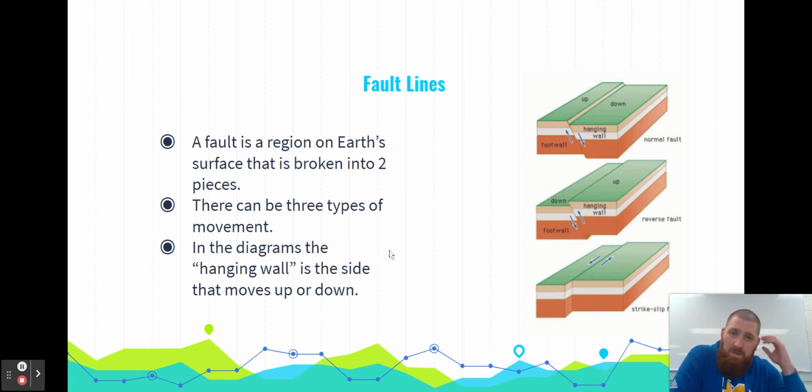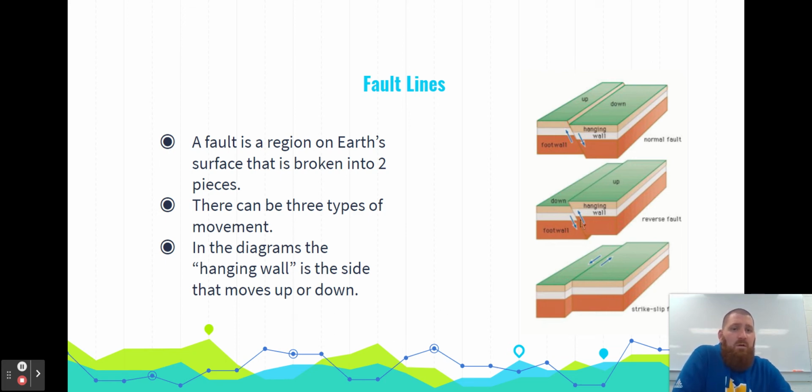Now, there are three different main types of fault lines involved with earthquakes. A fault is a region on the Earth's surface broken into two pieces. Now, there are three different types of motion, like I was saying. And the one thing you need to know here is that in the diagrams, the hanging wall is the side that moves up or down.